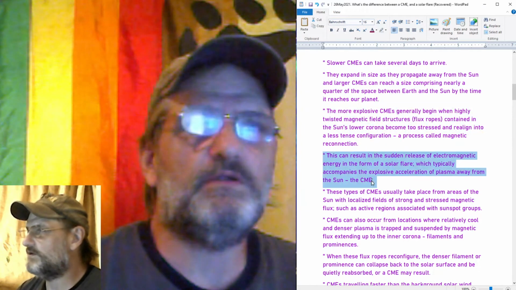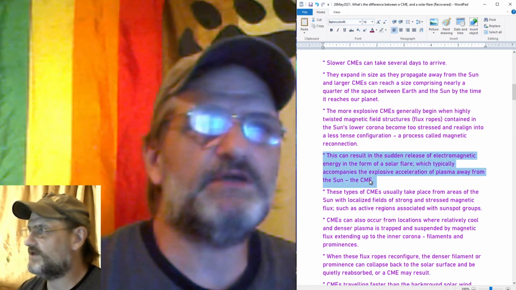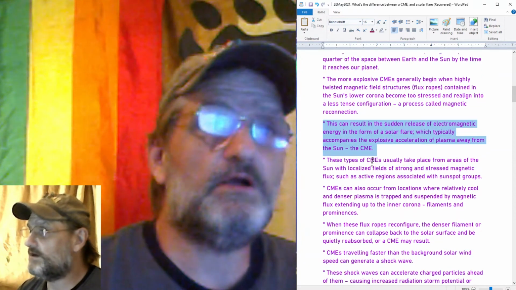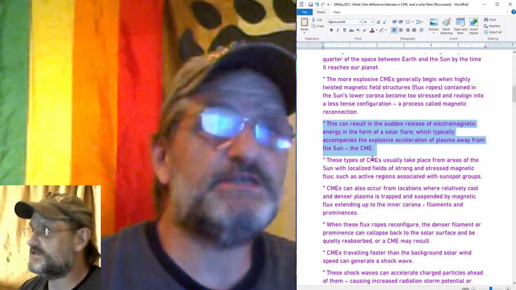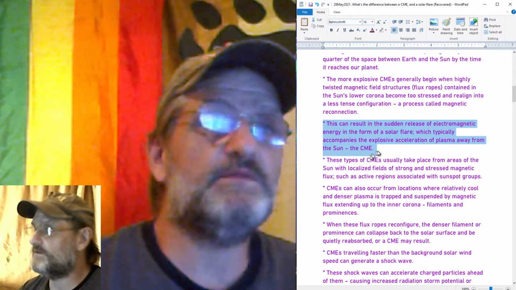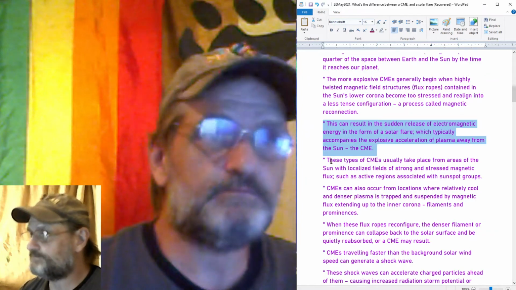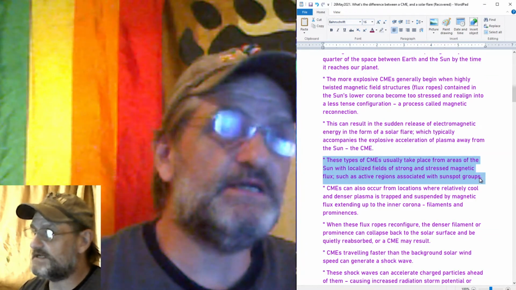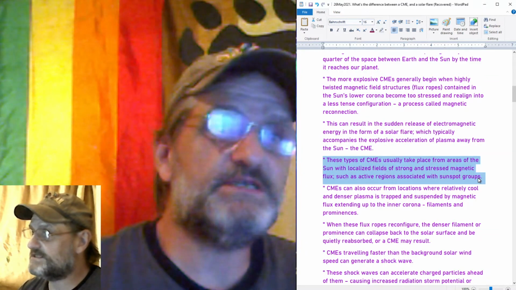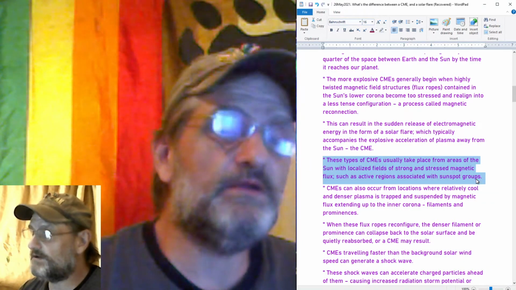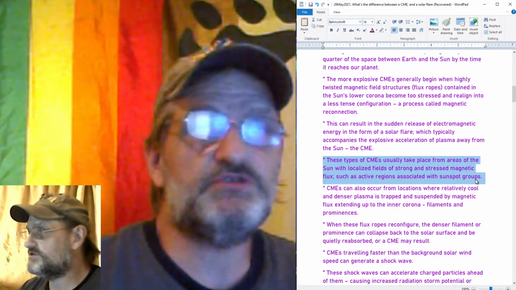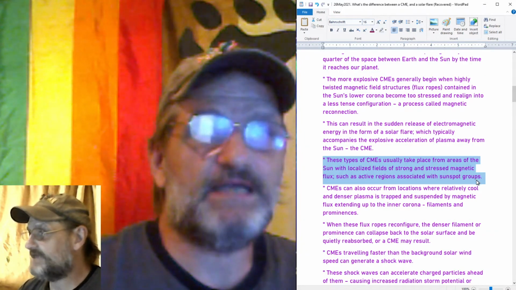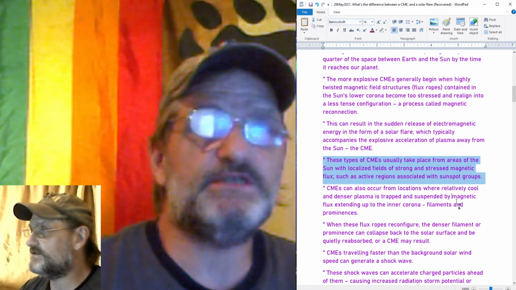This can result in the sudden release of electromagnetic energy in the form of a solar flare, which typically accompanies the explosive acceleration of plasma away from the sun, the CME. These types of CMEs usually take place from areas of the sun with localized fields of strong and stressed magnetic flux, such as active regions associated with sunspot groups.